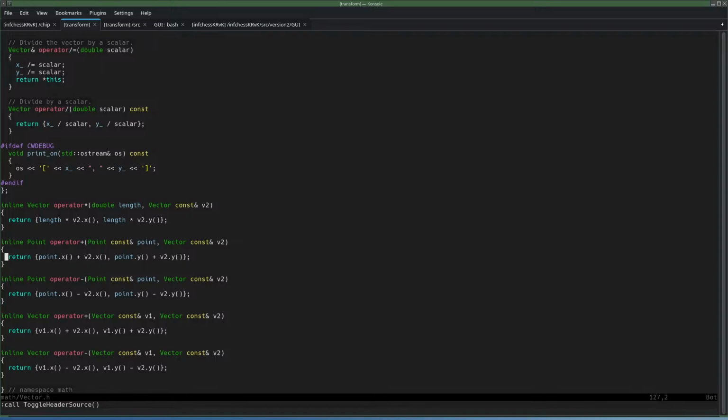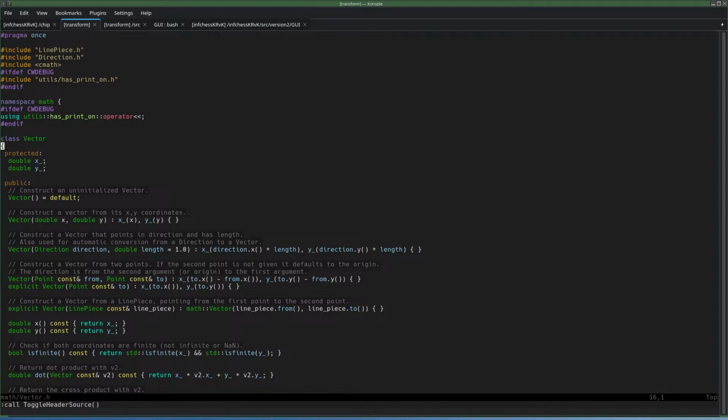It's using point. What else is it using? Oh yeah, direction. Line piece. Oh, because I want to be able to construct a vector from a line piece. It's just from 2 points. Oh no. Yeah, still.